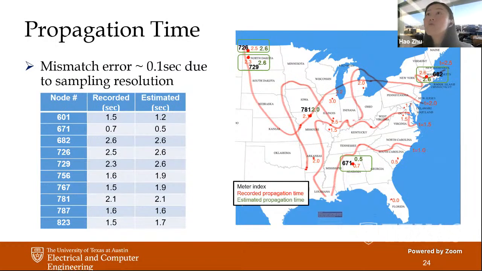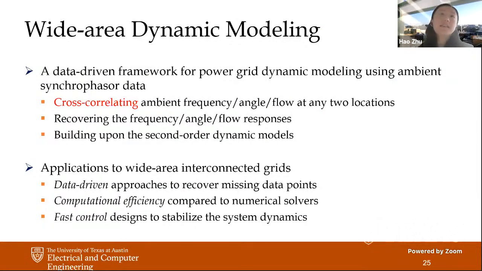And then we use the real data, which is for a different operating condition, but we are still able to have a good match with this estimated propagation time. So basically we use the real data, we do cross correlation, and then we find the peak timing. And that's where we estimate what the propagation time would be. Overall, they're pretty consistent, with a mismatch error of 0.1 second. This is because our data is at 10 hertz, so the resolution is around 0.1 second. So we did have a good match considering this resolution of the data. Okay, so here concludes the first part of my talk.